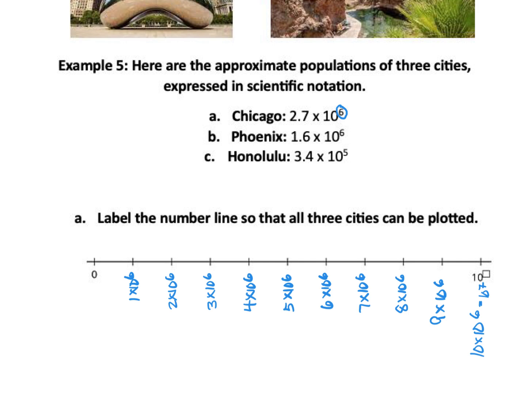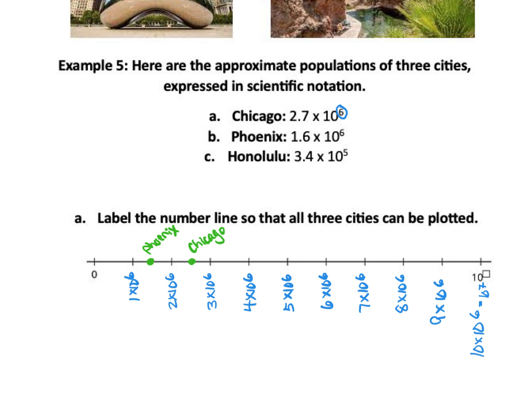So Chicago is 2.7 times 10 to the 6th. So 2.7 is going to be between 2 and 3, kind of in the middle-ish, because it's 2.7, right? So here is where Chicago goes. And then now let's plot Phoenix. Phoenix is 1.6 times 10 to the 6th. That is going to be between 1 and 2, kind of in the middle. So this is Phoenix, P-H-O-E-N-I-X.